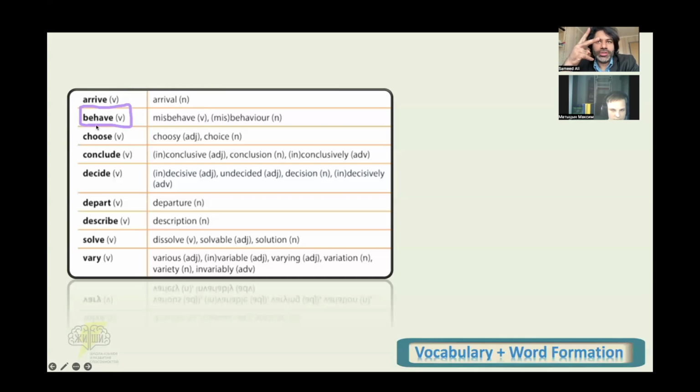Okay. There are two students in the classroom. One student behaves very naughtily. He is always on the phone. This is behave. And the second student behaves very attentively, looking at the teacher, listening to the teacher, doing homework. This is also behave. So there are types of behavior. One student behaves well, one student behaves badly.